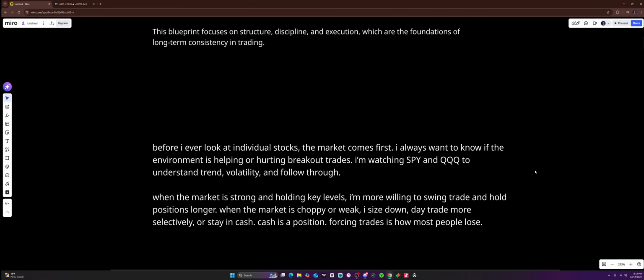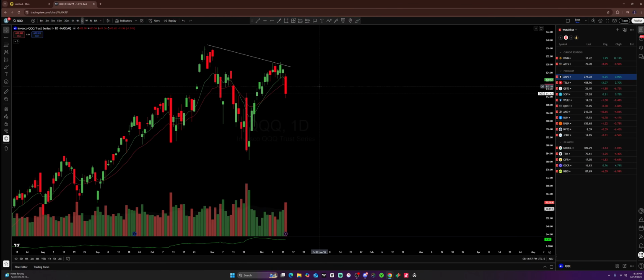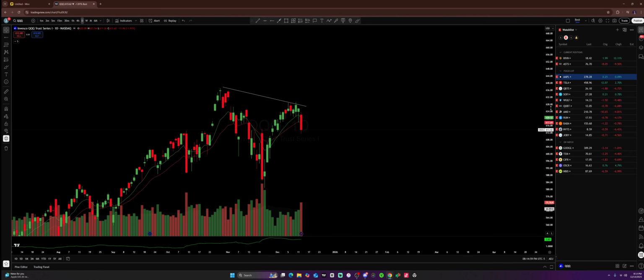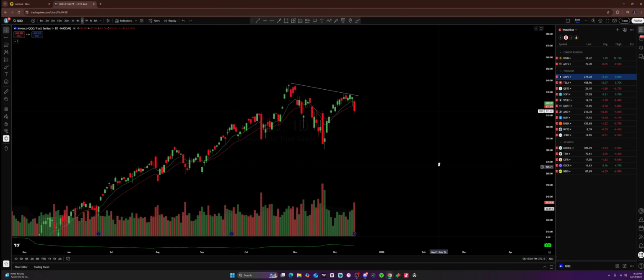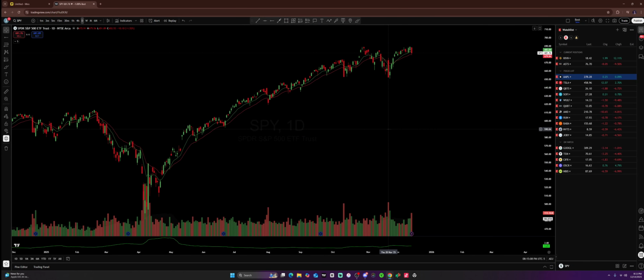Before I ever look at individual stocks, the market comes first, like QQQ and SPY. I want to know if QQQ and SPY are in an uptrend or a downtrend. With my strategy, the number one thing with swing trading, mind you, is the first thing I'm going to go over. With swing trading, we mainly look at the tech index, which is QQQ, and then the S&P 500, which most of you know is SPY.